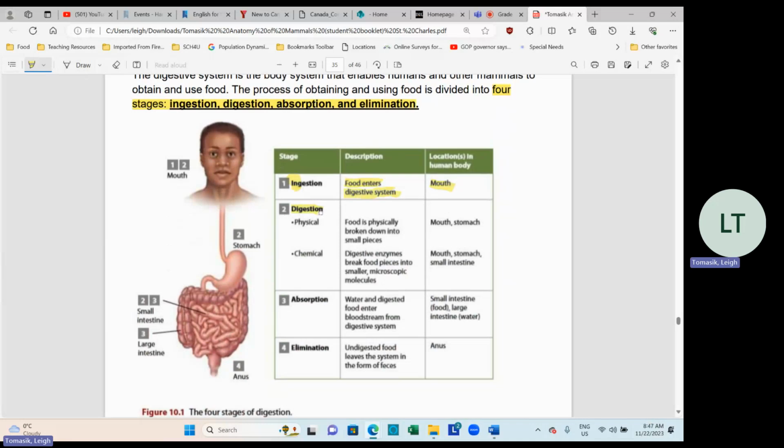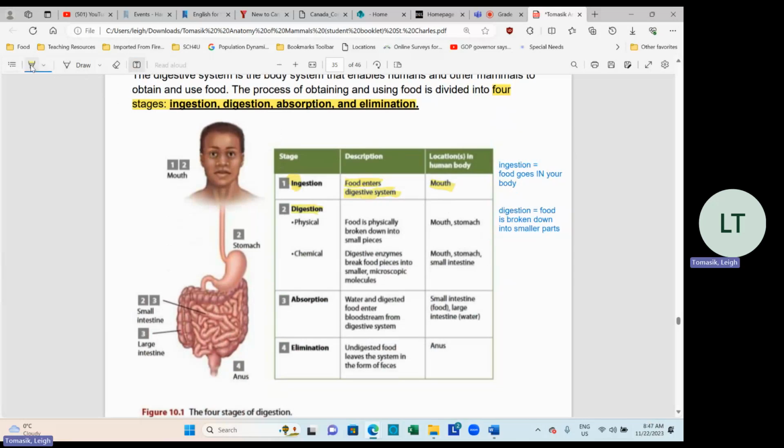Digestion is the process of breaking food down. So maybe we'll make some notes on this side. Ingestion: food goes in your body. Digestion means food is broken down, right? We're going to make smaller parts.